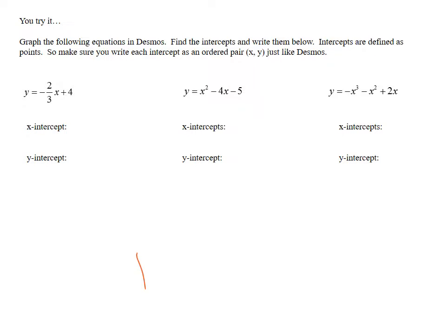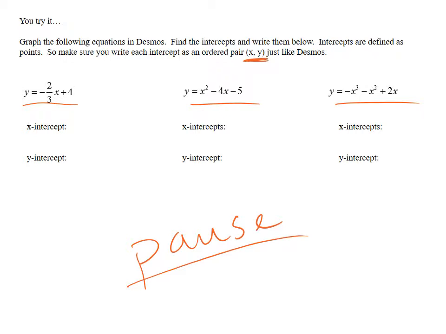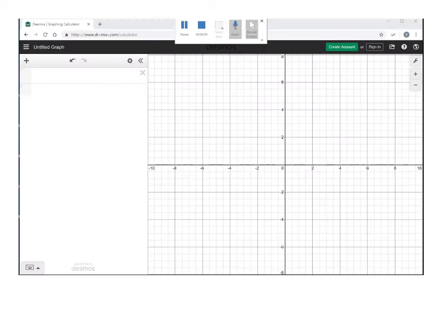Go ahead and pause the video here and graph each of these 3 equations in Desmos and identify the x and y intercepts. Now remember, x and y intercepts are technically full points. They're an x and a y value for each. So make sure, just like you see in Desmos when you click on those points, you write down the full point value for each x-intercept and each y-intercept. So go ahead and pause, then you can unpause, and if you need to, watch through my examples as I go through these, or you could just skip to the answers at the very end.